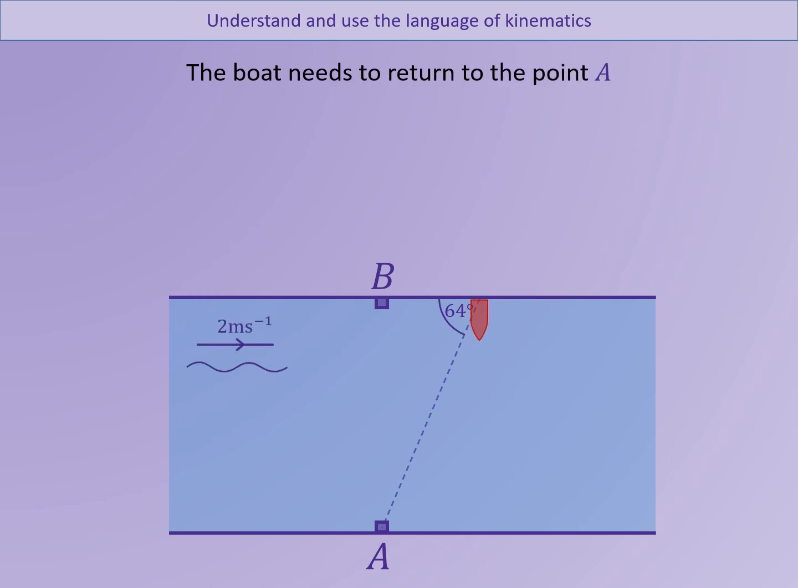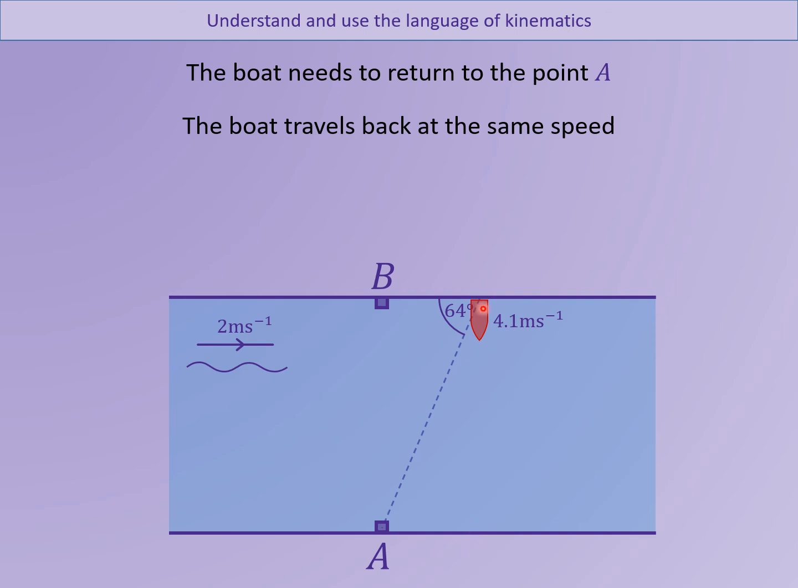Suppose now the boat needs to return to point A. So turning around, we now need to travel back. Consider which direction the boat would need to travel in order to ensure that it did actually arrive at point A. It's going to travel at the same speed of 4.1 metres per second. However, if the boat just sets off in the direction of A, because of the impact of the water, it will actually end up further along to the right.